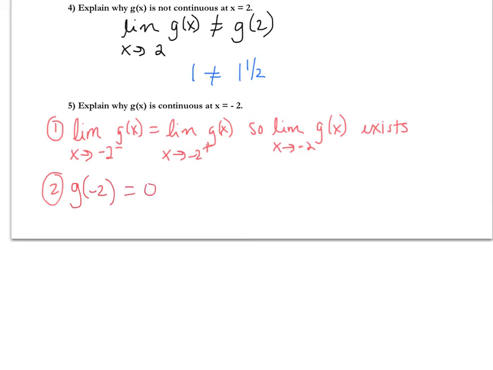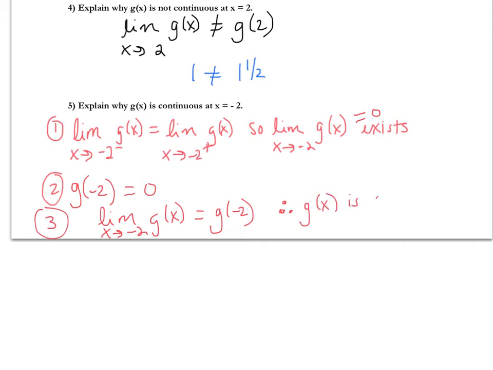Lastly, we have to show that they are equal. In our first part, the limit does exist and it equals 0. So for part 3, we can say that the limit as x approaches -2 of g of x is equal to g of -2. Therefore, and these three little dots are a symbol for therefore, g of x is continuous at x equals -2.